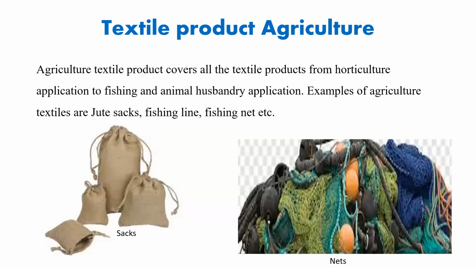Then we have textiles for agriculture. Agriculture textile products cover all the textile products from horticulture application to fishing and animal husbandry application. Examples of agriculture textiles are jute sacks, as you can see here, fishing line, fishing nets, etc.